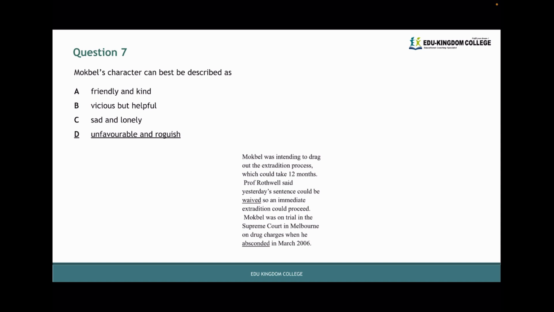Think of quite literally just running away, or just not being cooperative. Vicious but helpful? There's not really much sign that he was violent, and him not cooperating is not helpful. And for C, sad and lonely, there's not enough information for us to suggest that he was sad or lonely or even happy, right? There's not much to say about his emotions in this piece. So the answer would be D.